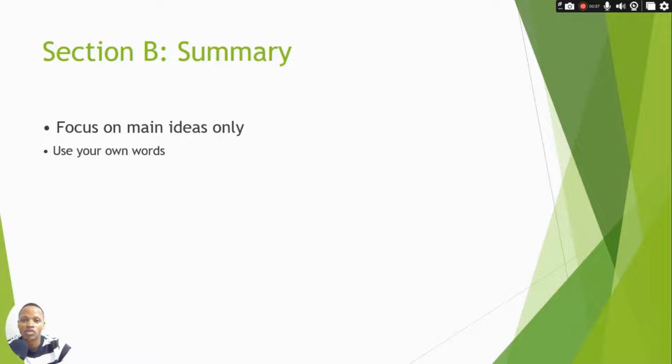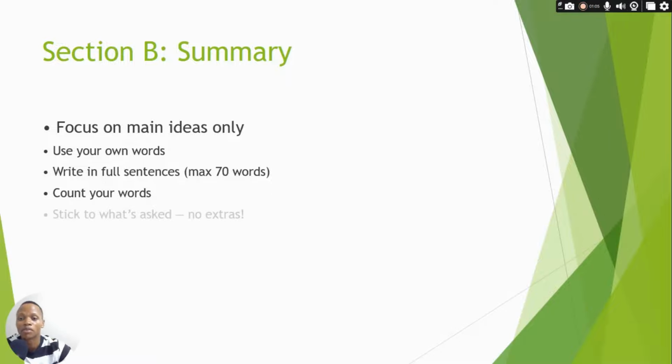You will need to focus on the main ideas only, and then after looking into those ideas, the second step is to try by all means to write those in your own words as far as possible. And then you also need to write in full sentences. Usually it's 70 to 90 words. That's basically what they will actually give you. Now, you need to make sure that you count your words when you are done, just to make sure that you are within the allowed limits or minimum, basically.